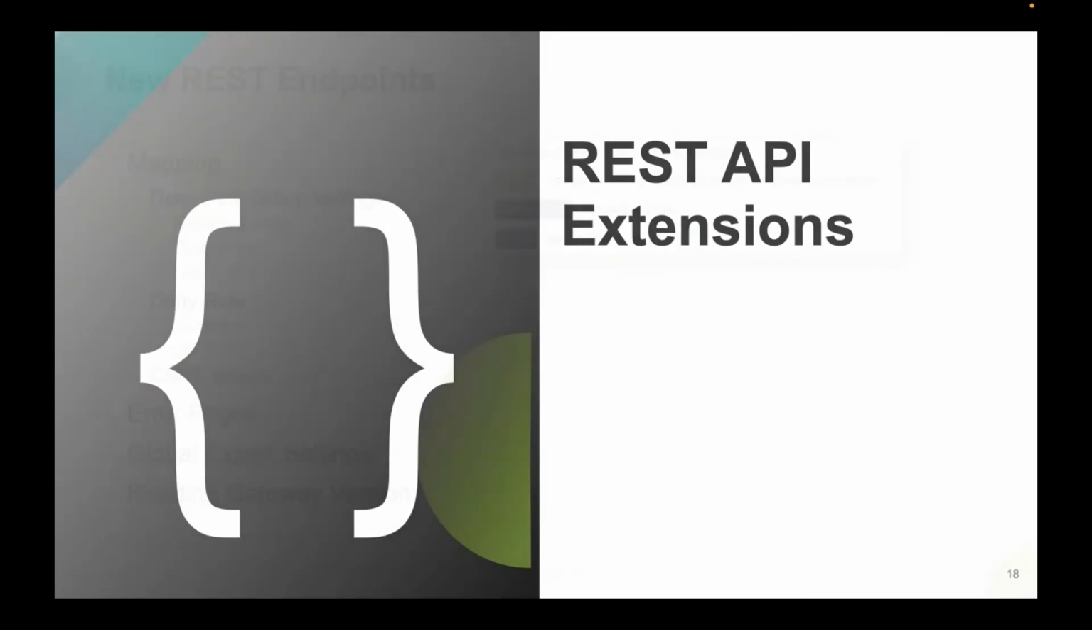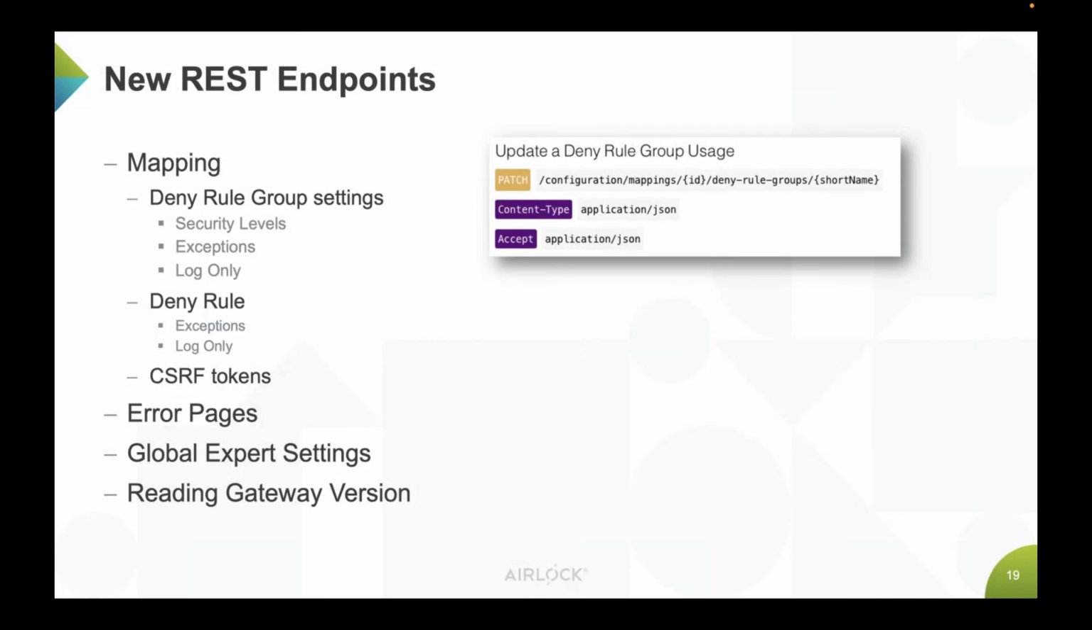REST API extensions. A frequent feature request regarding the REST API was that customers wanted to change deny rule configurations, and that's now possible with 8.0. You can control deny rule group settings, such as the security levels, exceptions, and the logging mode, whether you want to have enforced or log only, or also additional logging. And you can also add exceptions to deny rules.